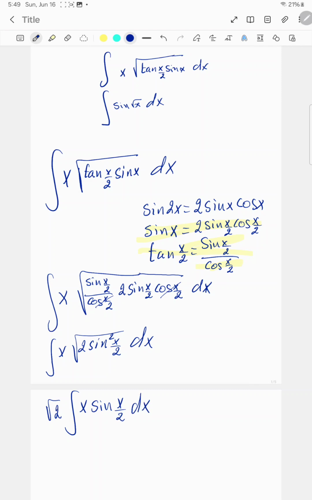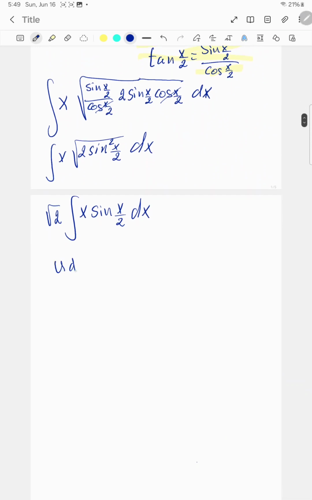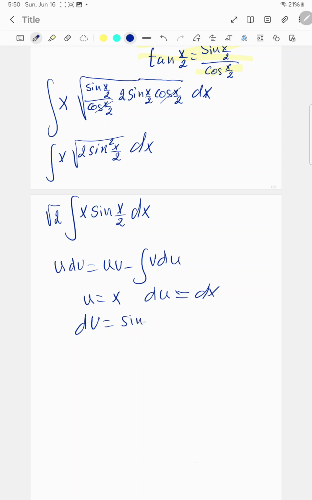And here I can do integration by parts. The formula of integration by parts is integral of u dv is equal to uv minus integral of v du. And here I can take my u is equal to x, so my du is equal to dx. And I can take my dv is equal to sine x divided by 2 dx. So my v is equal to the integral of sine x divided by 2 dx.